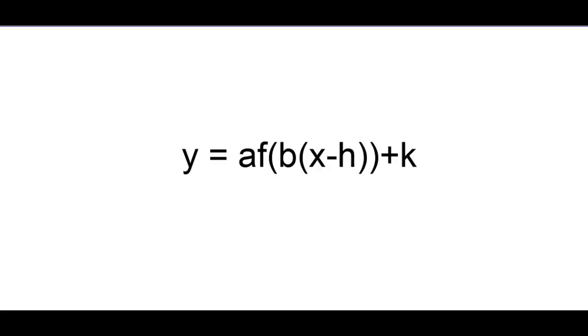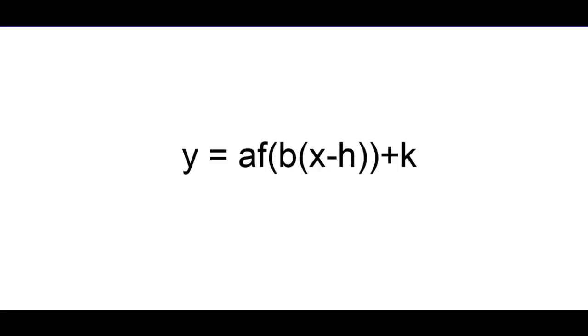This B here is our horizontal stretch, because anything that's happening within the brackets is affecting our x. So this is a horizontal stretch. And we need to remember that what happens in here is the opposite. So if B happens to be a 2, your x values are half as big. I'll just put a little example here: B equals 2. So this affects your x values.